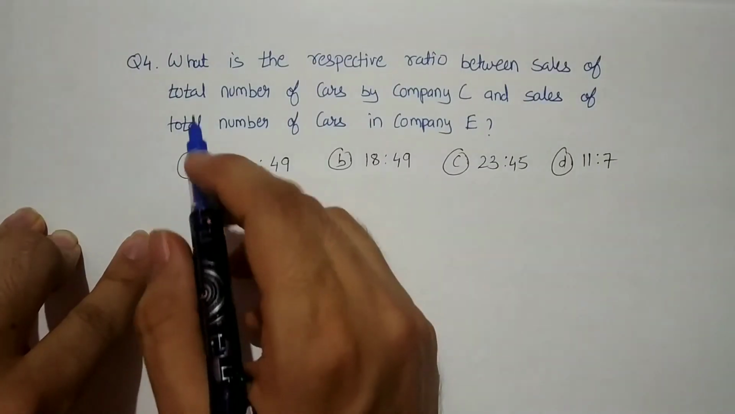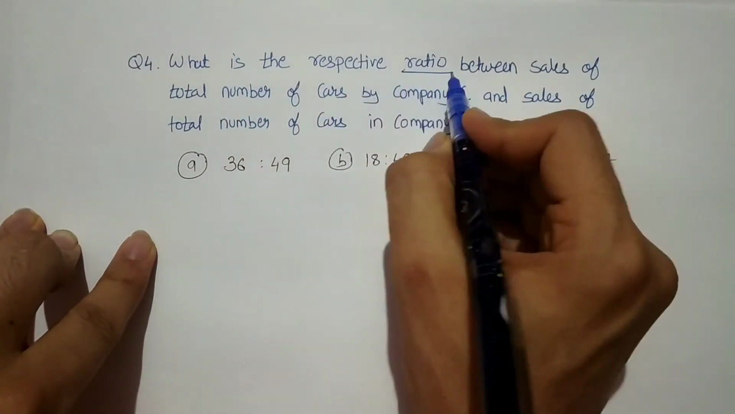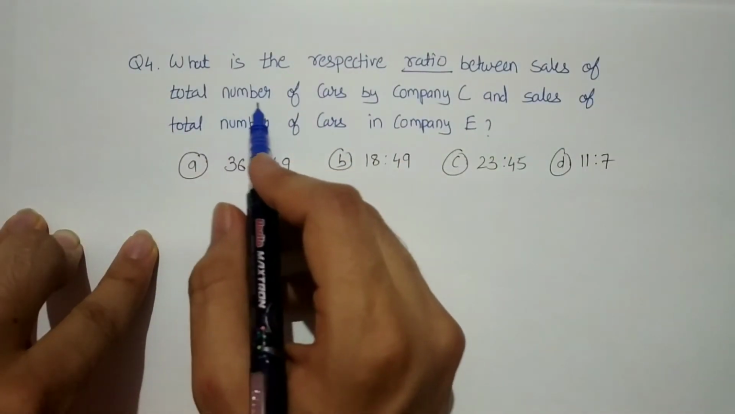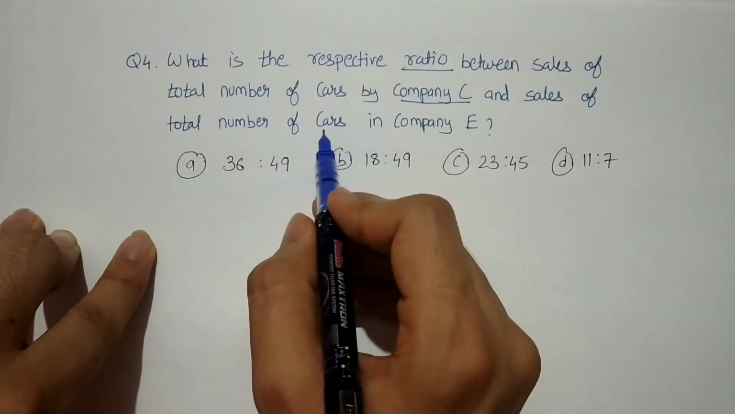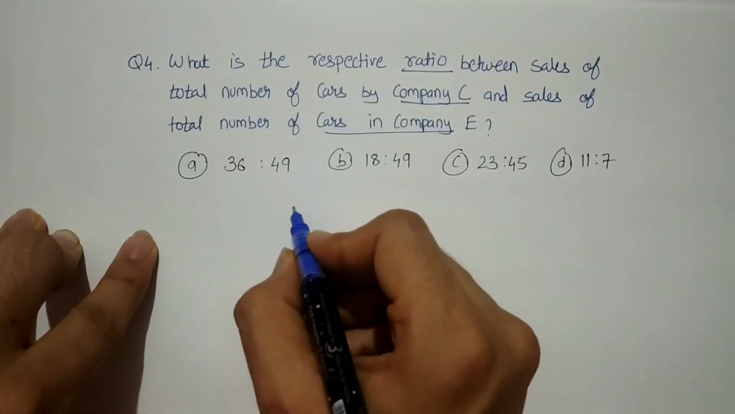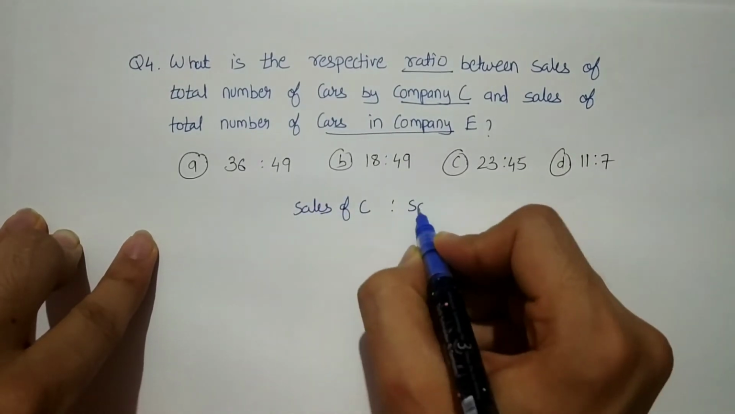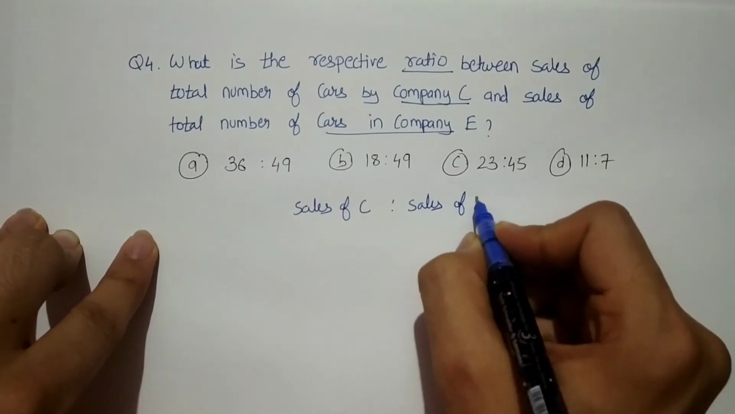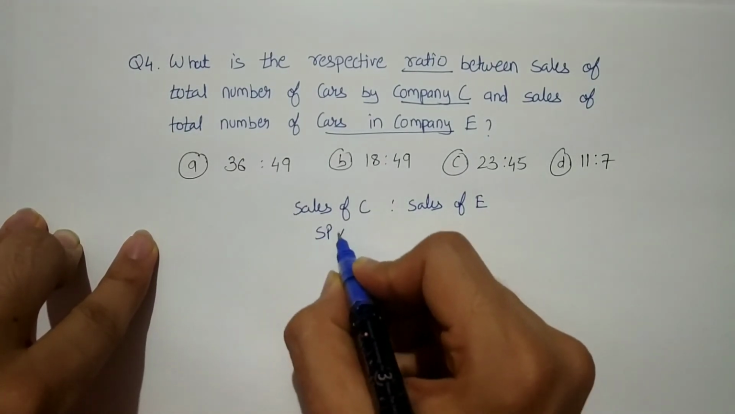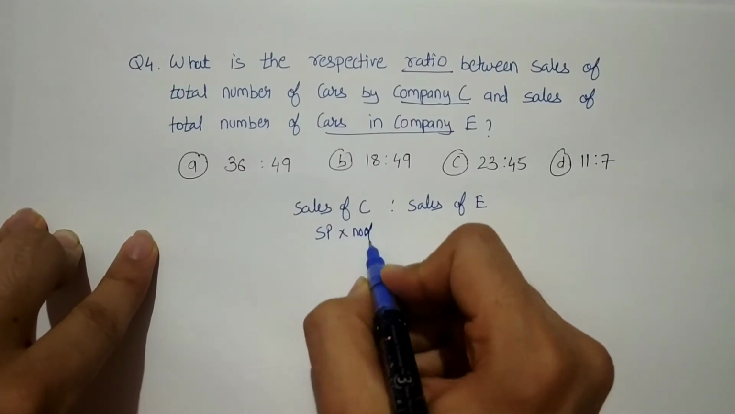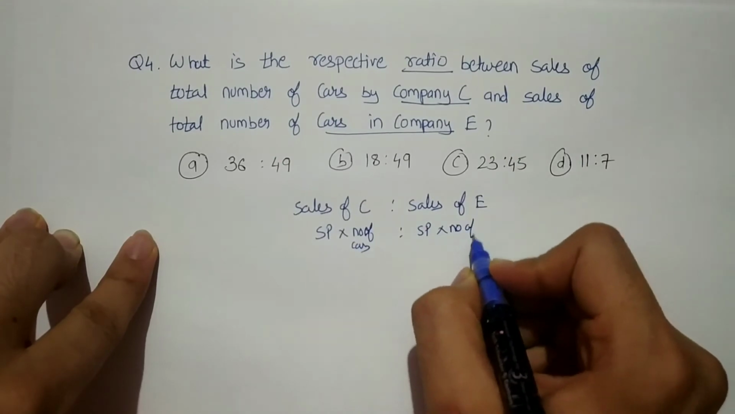So let's go to the last question of today's video. What is the respective ratio between the sales of total number of cars by company C and sales of total number of cars by company E? So here they have asked you the ratio between sales of C and sales of E. Now how do you find out sales? Sales is nothing but selling price into number of cars, right? And in the same way it is selling price into number of cars.